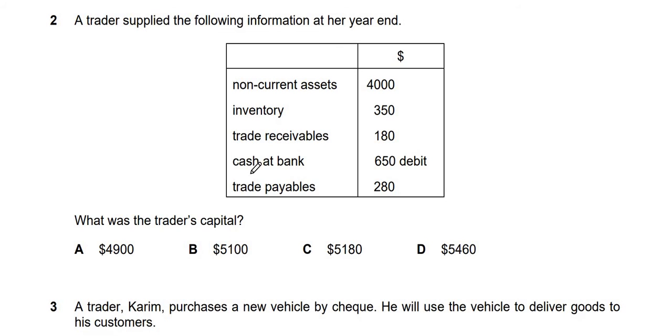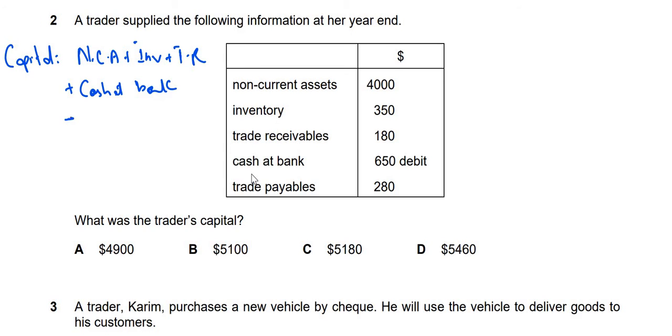Moving on to question number 2, it says a trader supplied the following information at her year end. We have non-current assets, we have inventory, we have trade receivables, cash at bank, and trade payables. So the question says, what was the trader's capital? So look, capital is equals to non-current assets plus inventory plus trade receivables plus cash at bank, and then you subtract trade payables.